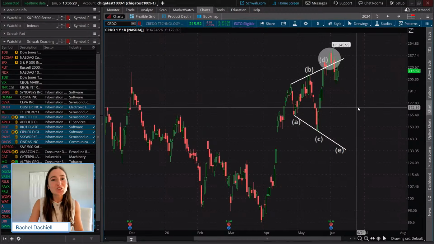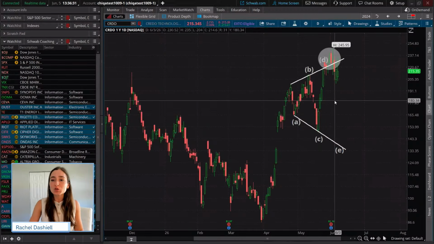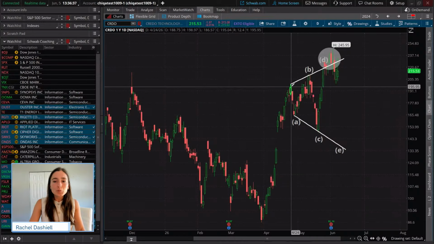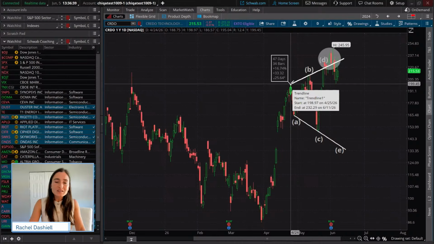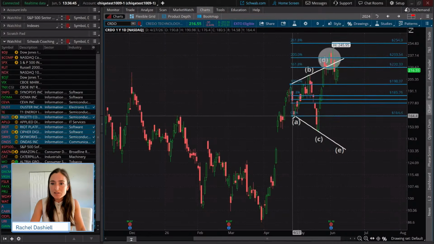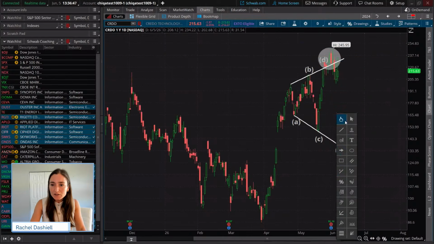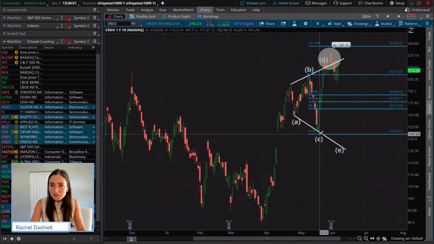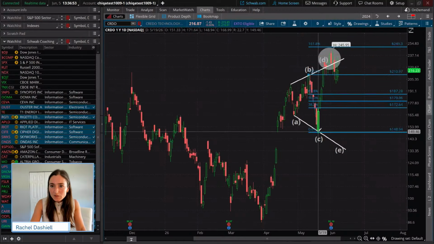Oh, and I also want to show you something cool about these triangles too. So typically when you measure these, this wave A will typically be 0.618% of that next larger wave. So if you actually measure these, you may actually see something here. I'm trying to find a way to measure it here. We'll do this. Let's see if this makes it.